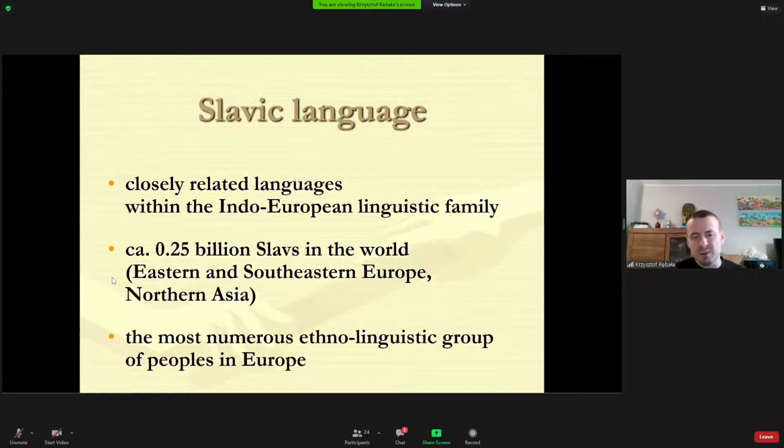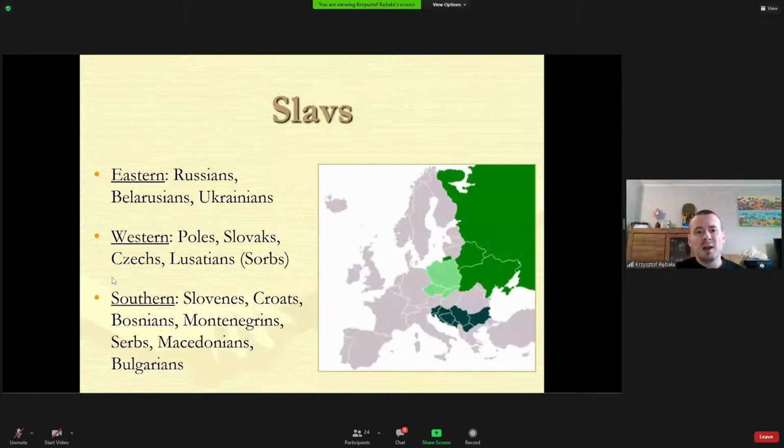mainly Eastern and Southeastern Europe and also North of Asia. And Slavs are the most numerous ethno-linguistic group of peoples in Europe, actually. Yeah, and they are divided linguistically and culturally into Eastern Slavs, including Russians, Belarusians, and Ukrainians, into Western Slavs, which includes Poles, Slovaks, Czechs, and also a small ethnic minority of Lusatians or Sorbs inhabiting southeastern Germany.